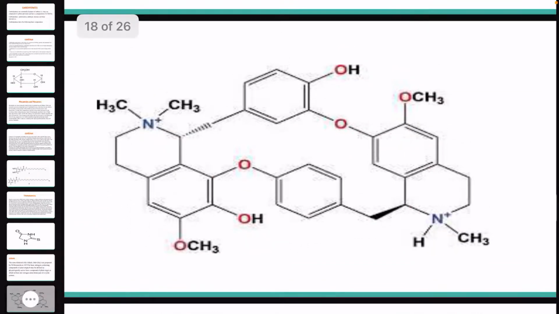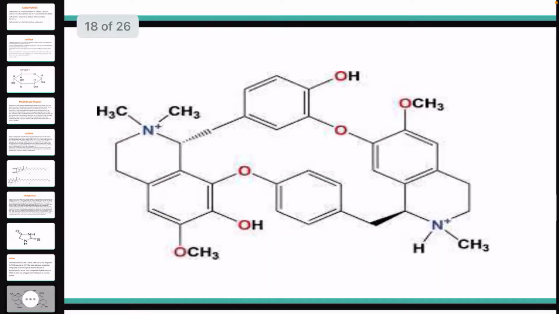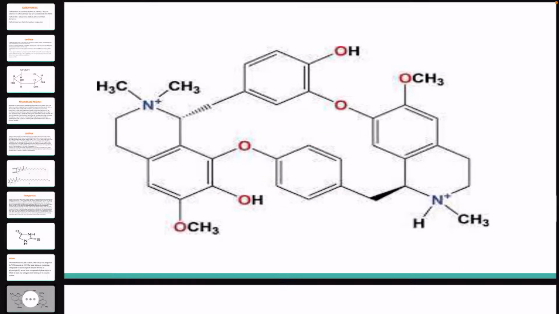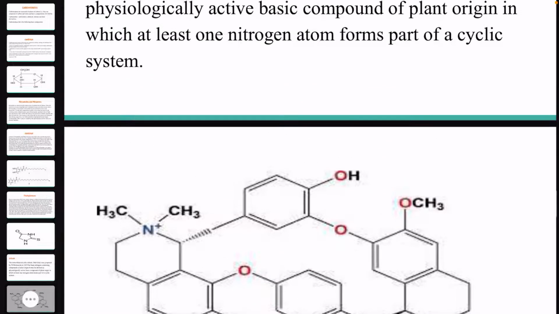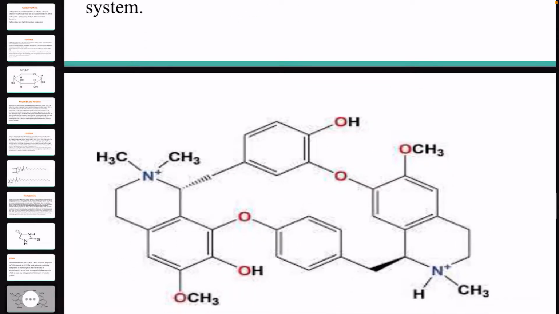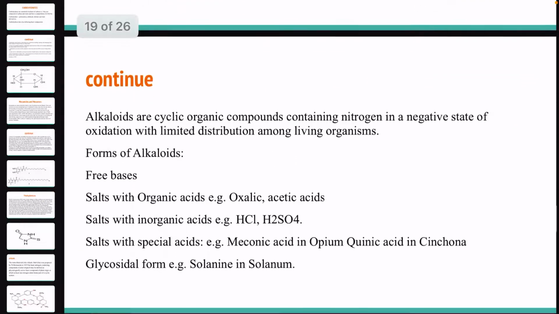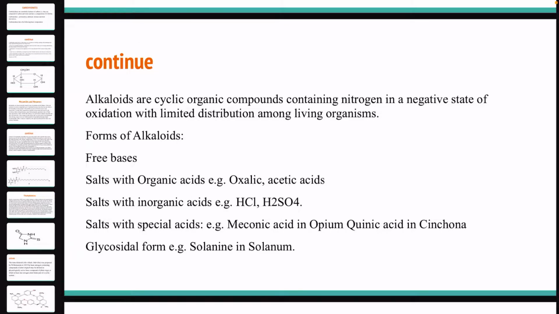In this slide we can see the structure of alkaloids: we have a lot of benzene rings attached to each other, but they have different nitrogen groups attached to them. They form part of a heterocyclic system, in which we can see all of them. So alkaloids are cyclic organic compounds containing nitrogen in a negative state of oxidation, with limited distribution among living organisms.